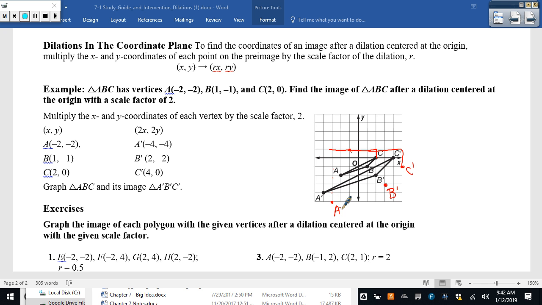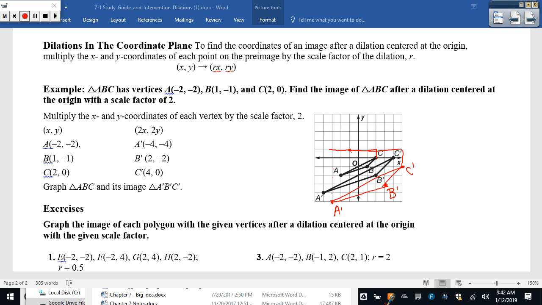Okay. And if I draw those in, again, I'm freehand drawing this, so it's not going to be super accurate, but all right. What I hope you're seeing is that it's a similar figure. Okay, it's obviously not congruent, but it's twice the size of the original figure from that perspective. All right.